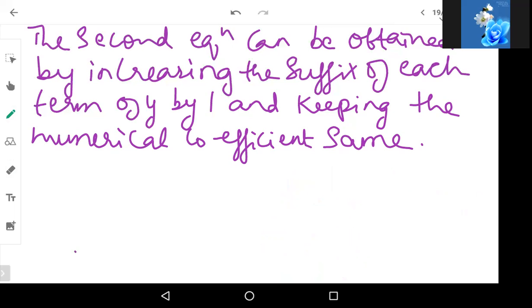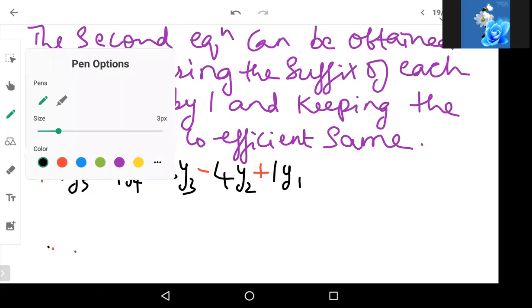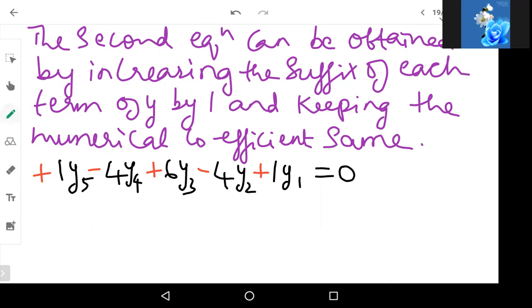Okay, so let us start now. So here, what are the coefficients? 1, 4, 6, 4, 1. Now instead of y0, we start from y1, y2, y3, y4, y5. And now let us put the signs: plus, minus, plus, minus, plus, and then is equal to 0. Did you all understand the second part? How did I arrive at this equation?